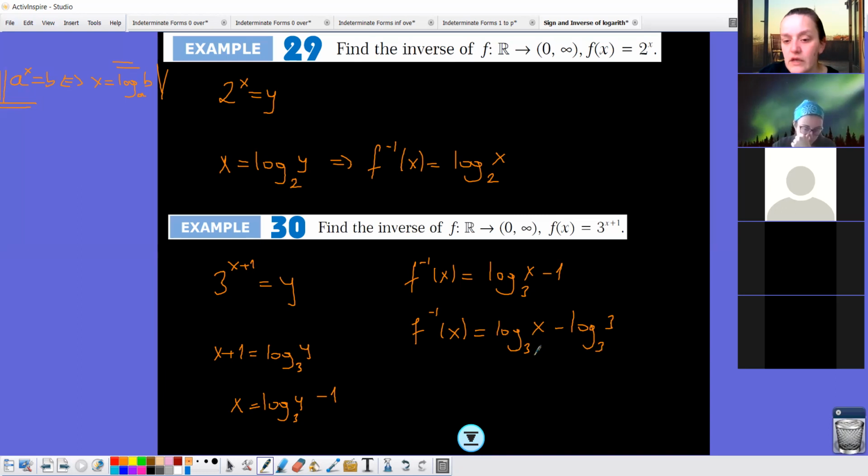Yes, can I do this one? Yes. Now the bases are the same and they have minus between them. So logarithm of x over 3 to the base 3 can be your inverse function. Did you understand?